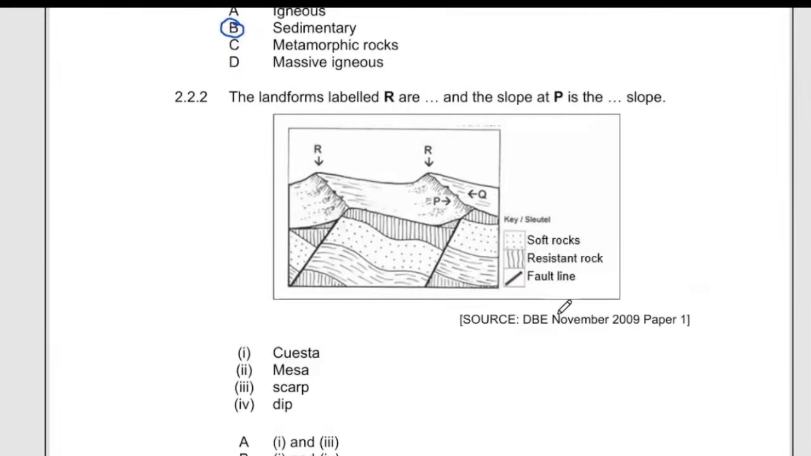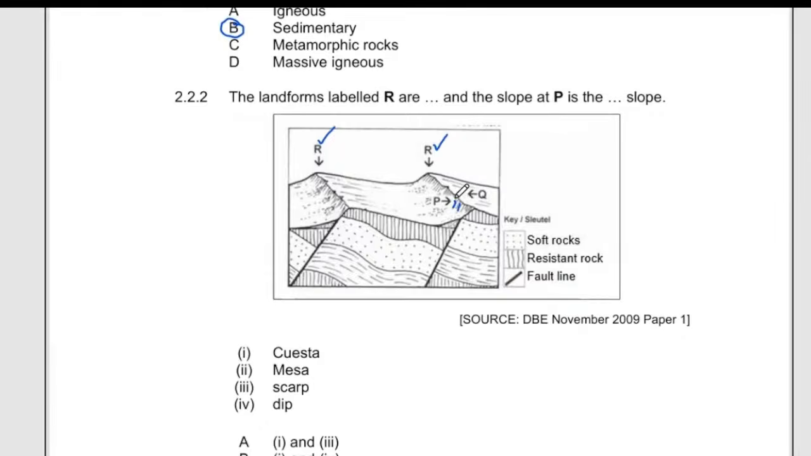Landforms labeled R, R dash, and the slopes at P. We want to look at landform R, this particular part here. We are looking at inclined strata. It's a landform made up of inclined strata with a scarp slope on one side and a dip slope on the other side. And we are also seeing the slope at P.